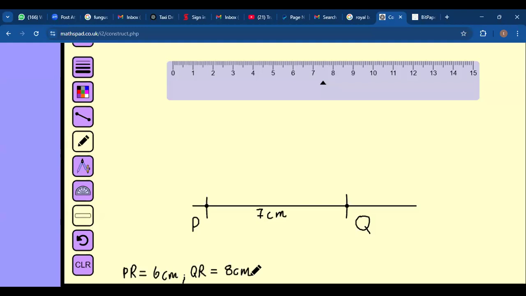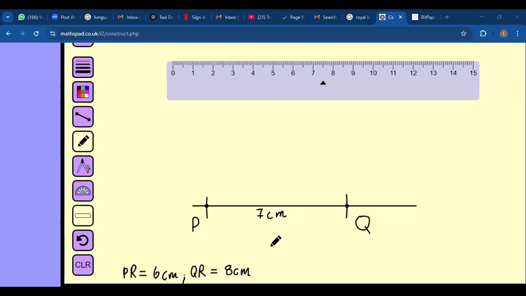All right, so that's the information that we have. We have that PR is going to be 6 centimeters, and we have that QR is going to be equal to 8 centimeters. That's the information that we have so far. All right, so what does that mean? That means that we know that PR is 6 centimeters.